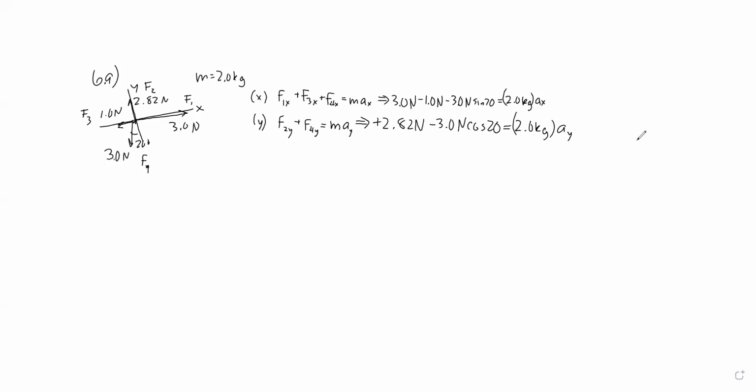The only thing we have to remember is if you work it out and plug in the numbers, you find that, not surprisingly, 3 times cosine of 20 is 2.82, to significant figures. So we actually get that a sub y is 0 in this case, because 3.0 times cosine of 20 is approximately 2.82. And so we get that a sub y is 0. And what about a sub x?